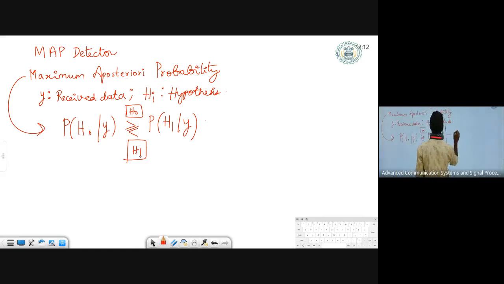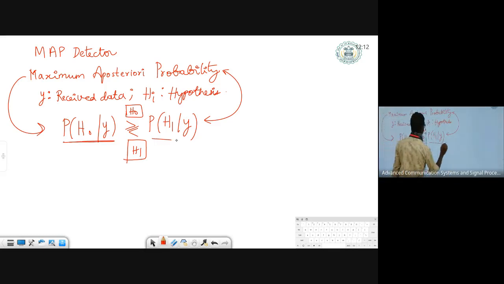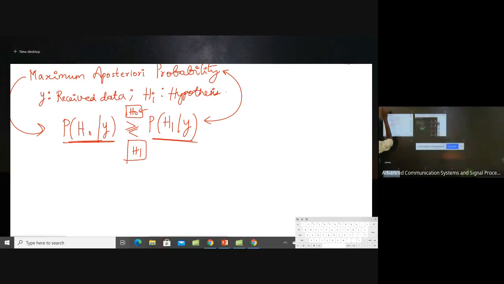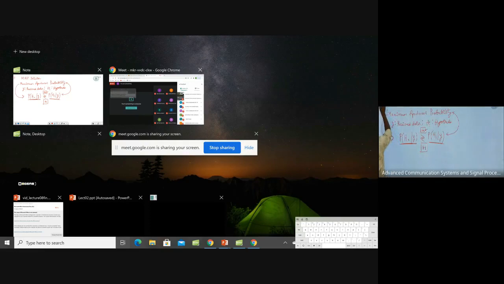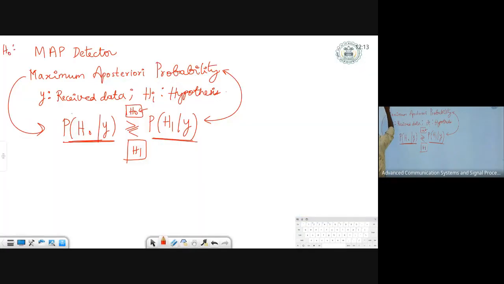This is dictated by making use of the posterior probability, the maximum posterior probability. Whichever has the maximum posterior probability, towards that we will take the decision that hypothesis H naught has occurred, when this is greater when compared with this one. Hypothesis H naught means sending the symbol S naught, which equals 0. Hypothesis H1 means sending the symbol S1, which equals 1.